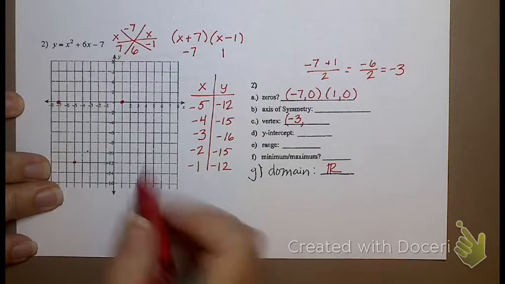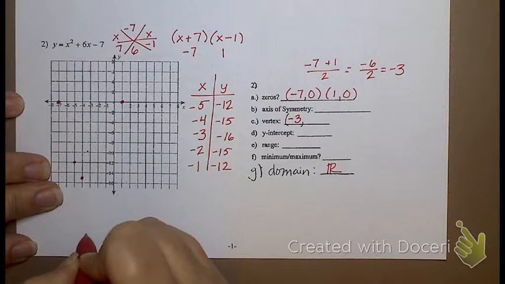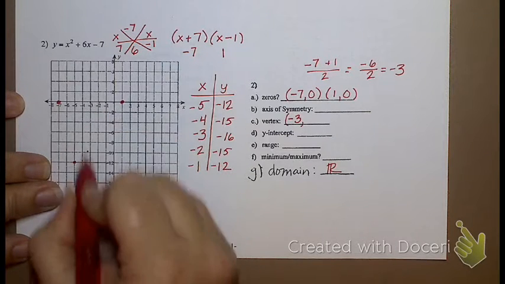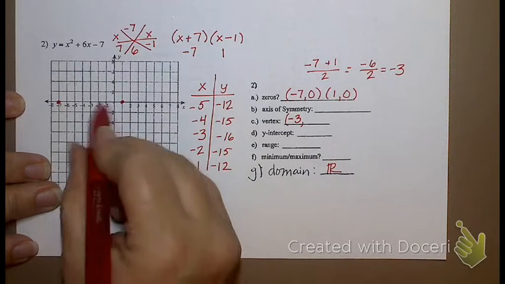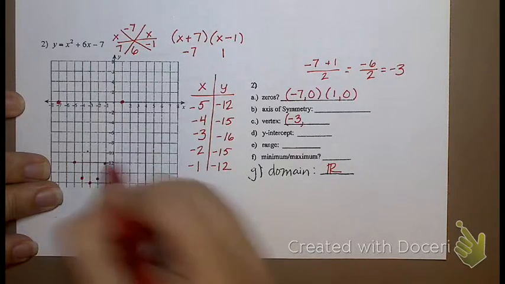Negative 14 and negative 16. It's going to be halfway between there. And then I have negative 3, negative 16, negative 2, negative 15 again, and negative 1, negative 12.